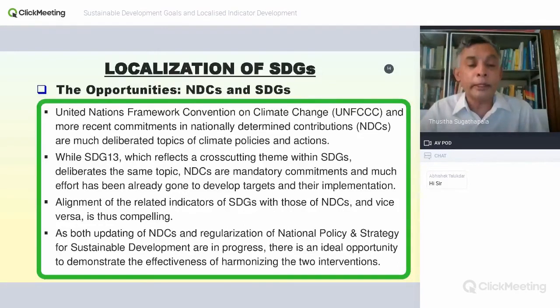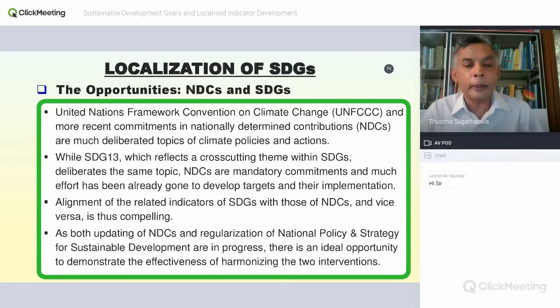But the only thing is, remember that NDC is mandatory. Therefore, a lot of funding and effort is going there. But SDGs are still voluntary, though we consider them very important. And therefore, though voluntary, every country is trying to implement them. So with NDCs, we have targets, and some are being implemented now. Why don't we think about using these to strengthen SDGs and vice versa?